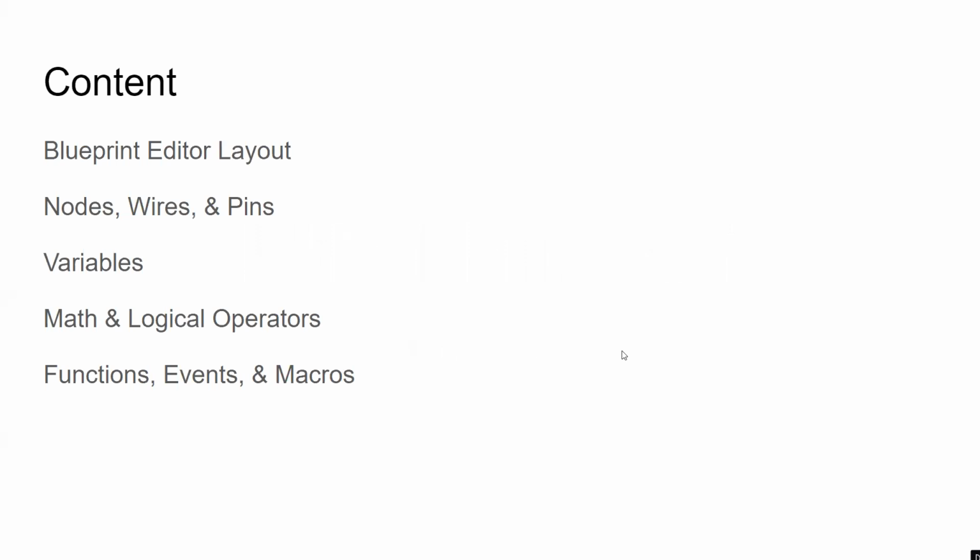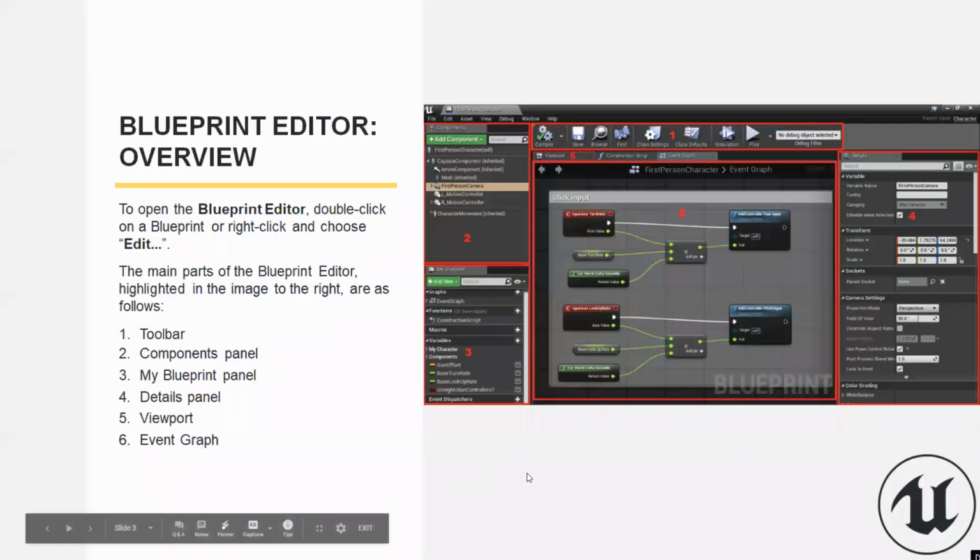So it's basically blueprint editor layout. So what does it look like? How to navigate around it, how to add stuff, as well as we're going to look at what nodes are, what wires are, what pins are, how to add variables, what variables can do, getters and setters for those. And we'll do some math and logical operators, and then we'll talk about functions, events, and macros, and the difference between the three, as well as how to add each one and stuff like that. So very exciting day. So let's start with the blueprint editor overview.